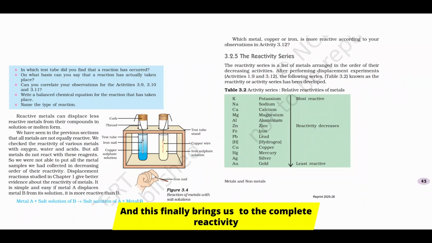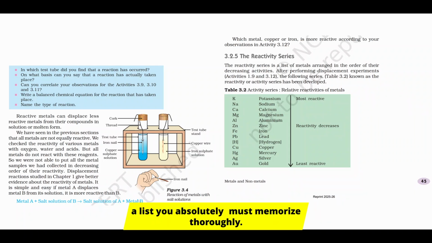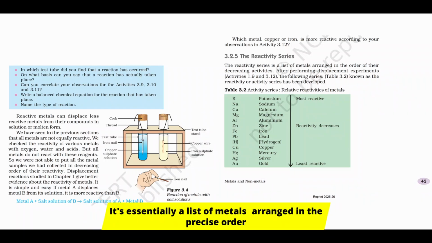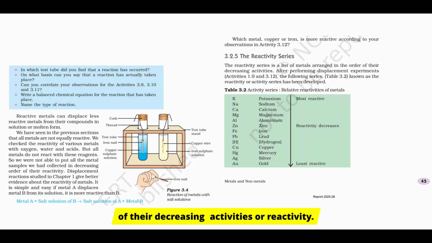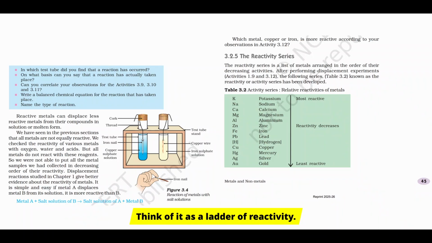And this finally brings us to the complete reactivity series, also sometimes called the activity series. This is a fundamental concept for your exams, a list you absolutely must memorize thoroughly. It's not optional, really. It's essentially a list of metals arranged in the precise order of their decreasing activities or reactivity. Let me list the detailed series for you, from the most reactive metal at the top to the least reactive at the bottom. Think of it as a ladder of reactivity.